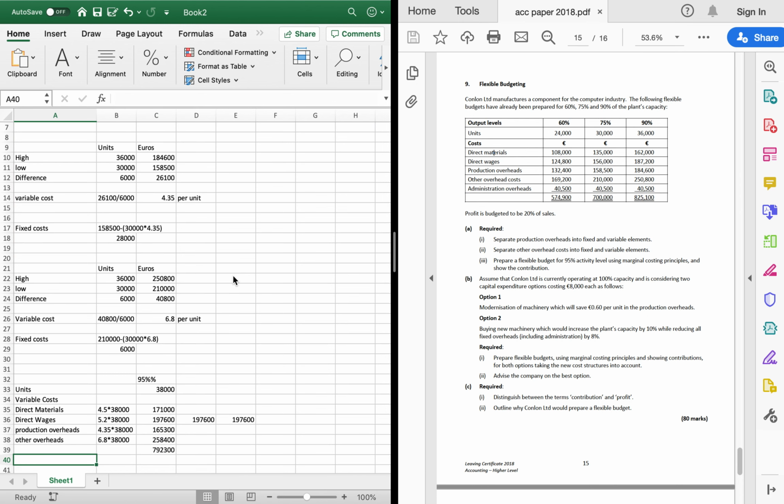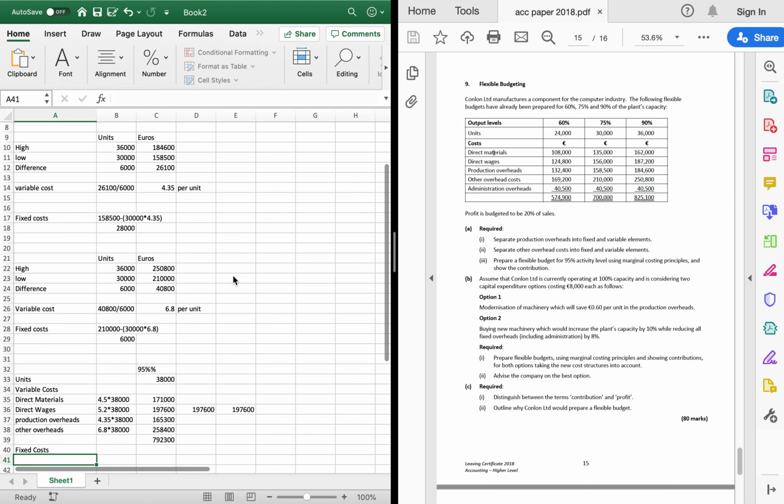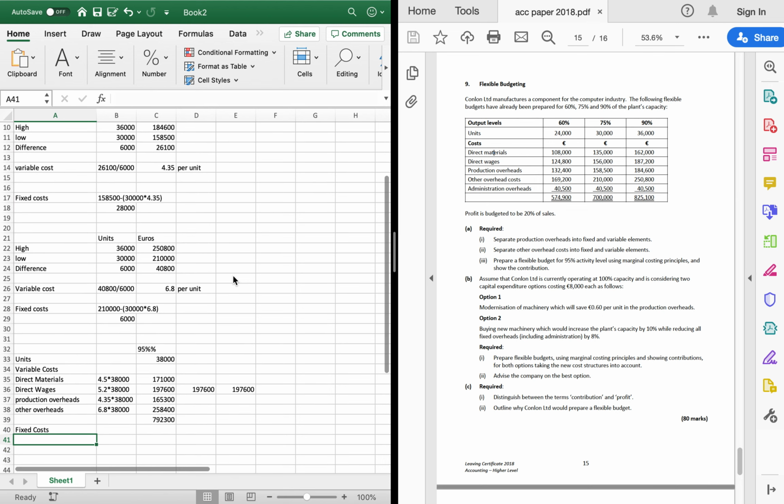All right, the fixed cost then. Fixed cost, well, we've got our admin. That's completely fixed, so 40,500.